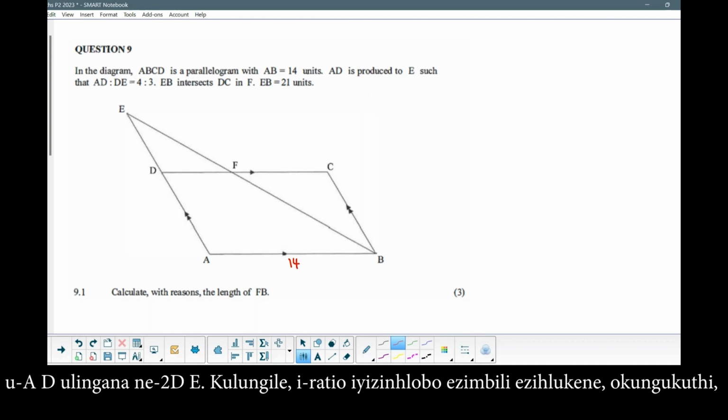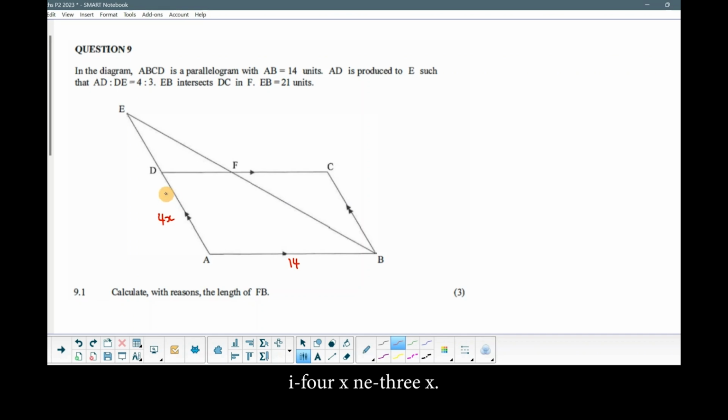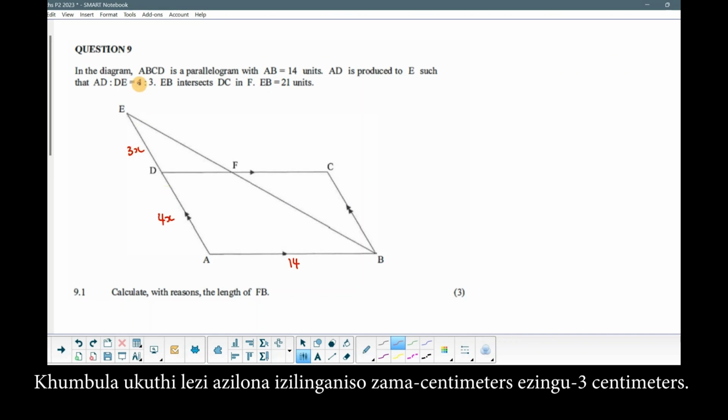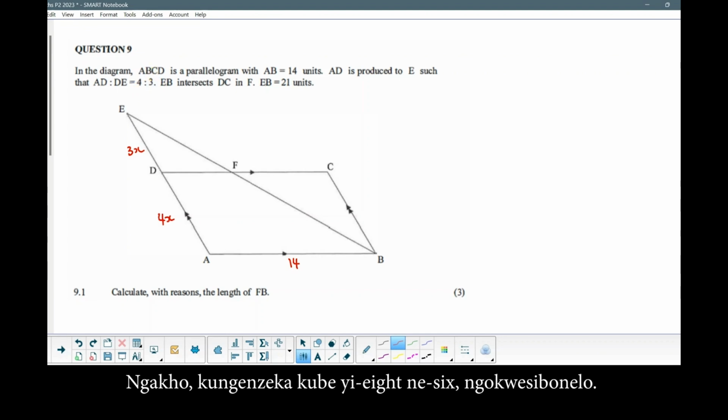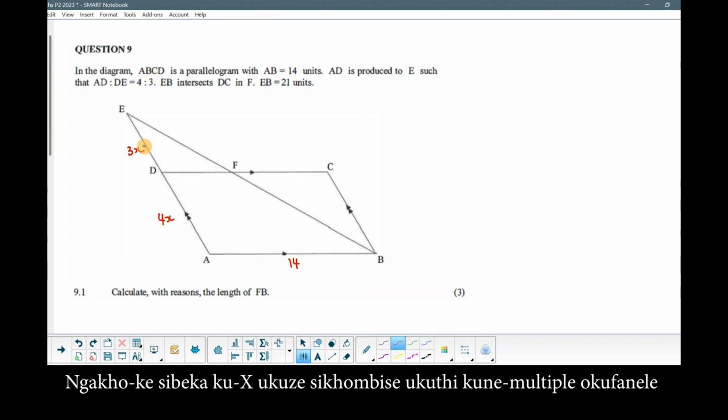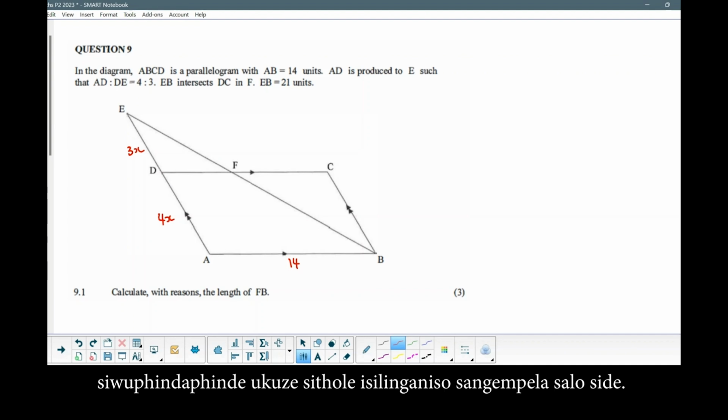AD to DE is 4 is to 3. So that's 4x and 3x. Remember, these are not measurements, 4 centimeters and 3 centimeters. This is a ratio that's been simplified. So it could have been 8 and 6, for instance. So we put in an x to show that there's a multiple that we have to multiply by to get the actual measurement of that side.